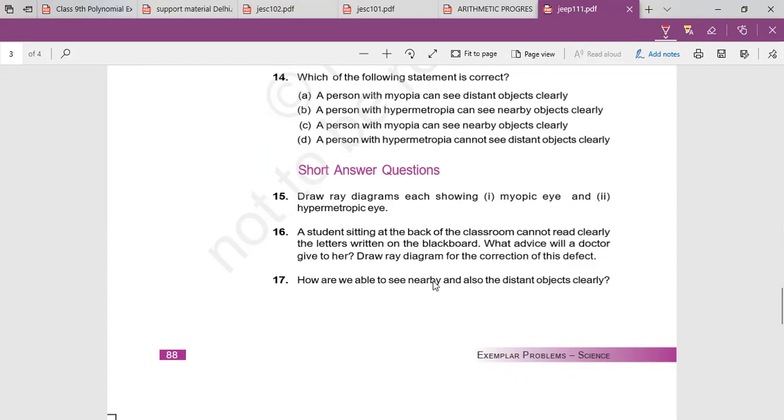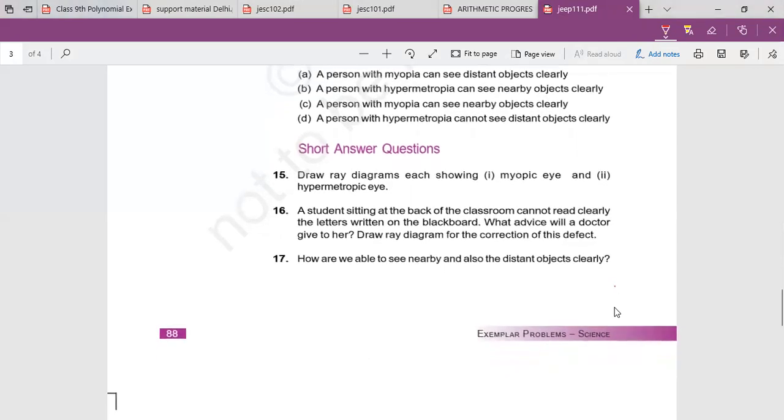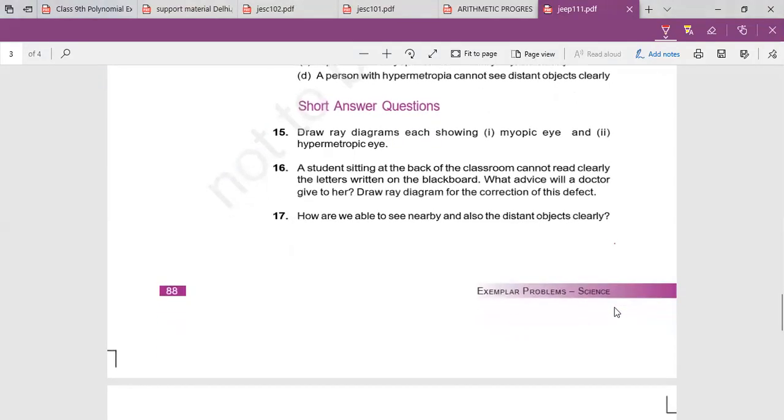How are we able to see nearby and also distant objects clearly? With the help of the power of accommodation. This is a 3-mark question, so you have to explain properly. What changes take place to see nearby and distant objects?